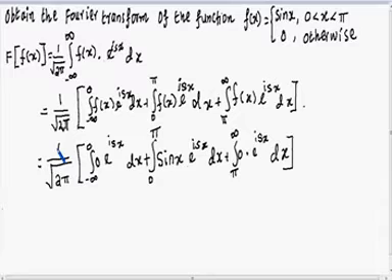1 divided by square root of 2 pi integration of minus infinity to 0 0 into e power i s x into dx, because the function f of x is 0 between the interval minus infinity to 0, plus integral of 0 to pi sin x into e power i s x into dx. So in the interval 0 to pi f of x is equal to sin x, plus integral of pi to infinity 0 into e power i s x into dx. In the interval pi to infinity also the function f of x is equal to 0.